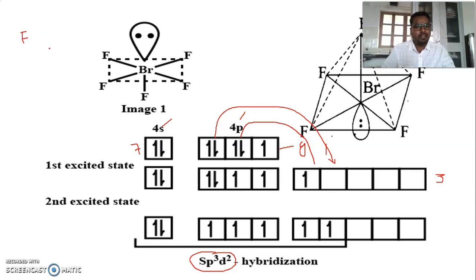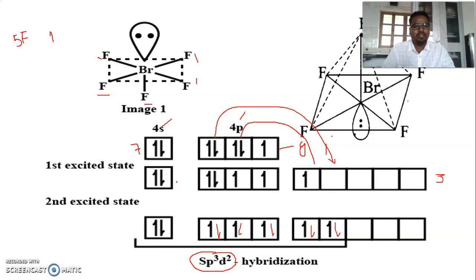If you write the electronic configuration of fluorine, you find that fluorine also has one unpaired electron. So totally there are 5 fluorine. These 5 fluorine electrons overlap with 5 partially filled orbitals of bromine to form 5 covalent bonds. You just look here: 1, 2, 3, 4, 5 bonds. So this is the bond formation.